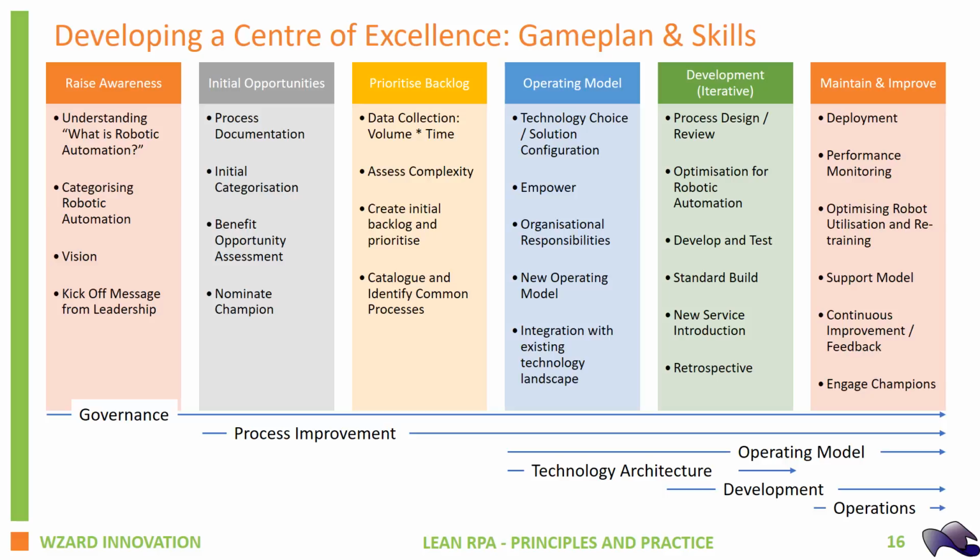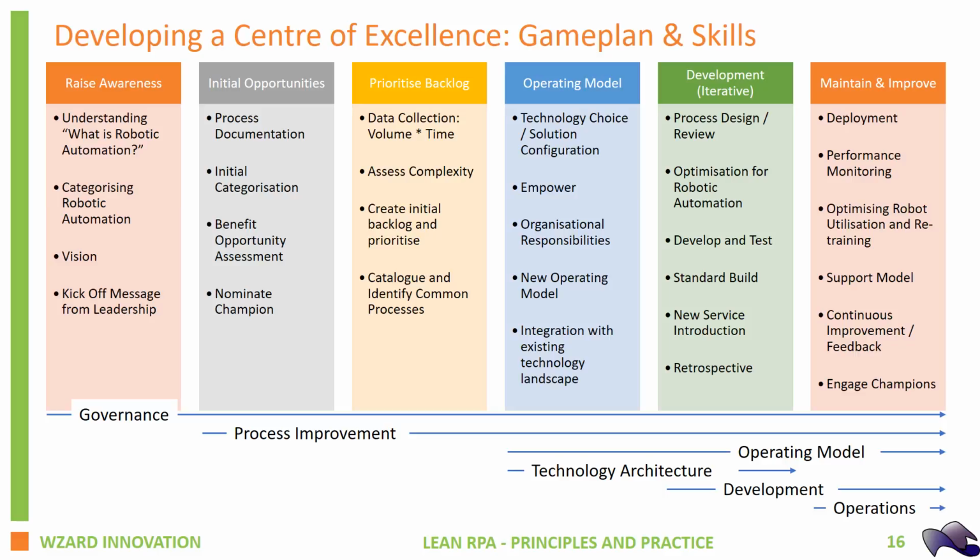Next, technology architecture and operating model skills are needed as you start to define the new operating model and make choices about the technology. It's only then that development skills are necessary for starting to build those automations. Initially, especially if you're running desktop automation, the need for ongoing operation support may be minimal. But as the program scales up, there is definitely going to be a need for performance monitoring and optimization and support for all of the automations that have been built.